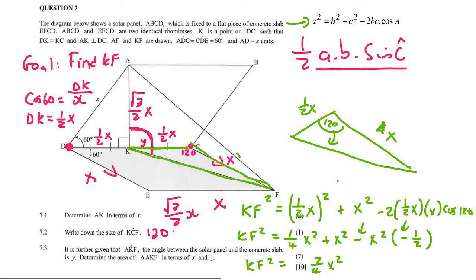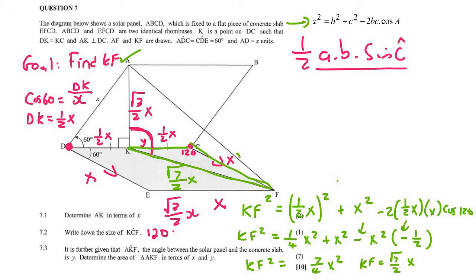I'm now going to get k f alone by square rooting. Now remember, you've got to square root the x squared and the 7 over 4. Square root of 7 over 4 is going to give us square root 7 over 2, and then the square root of x squared is just x. There we go, guys. So now we have this length. That was our goal, to find that 7 over 2 and then x.